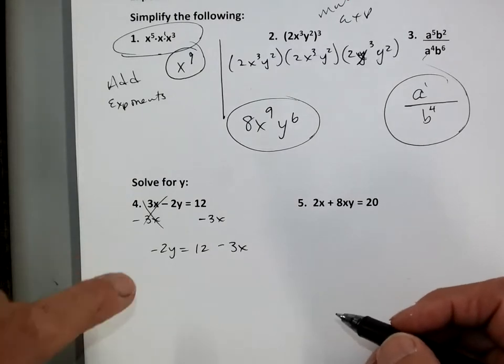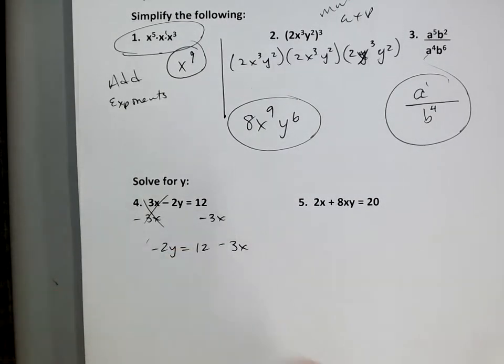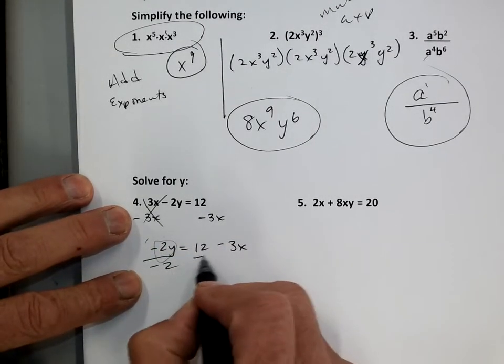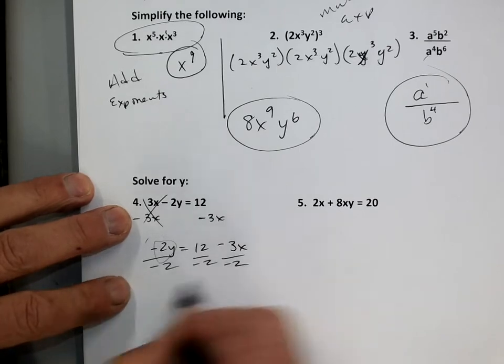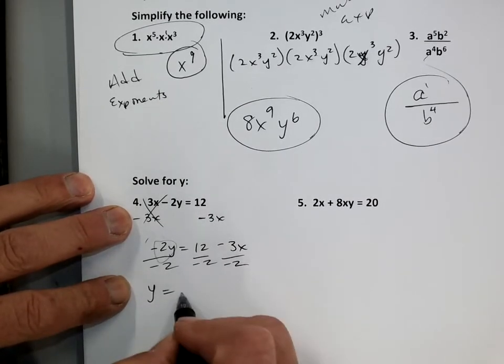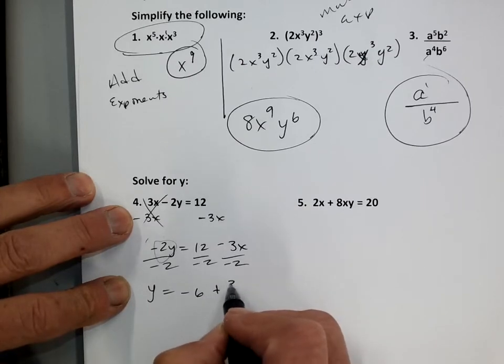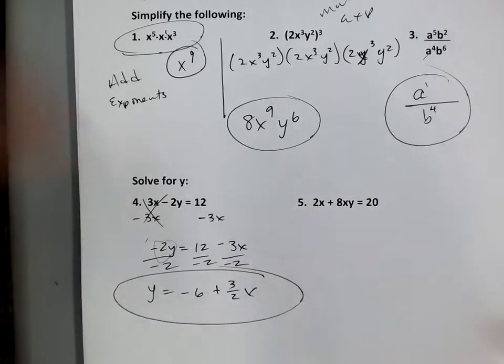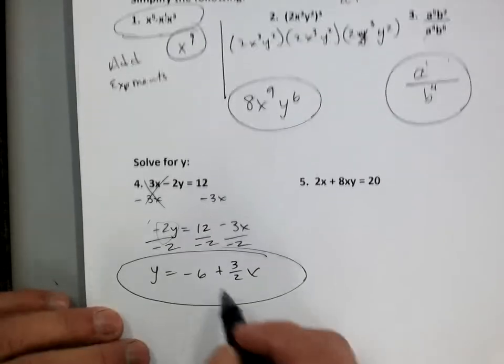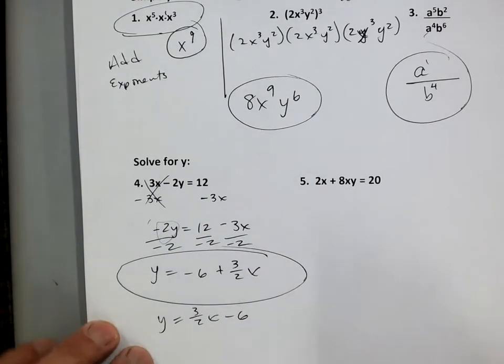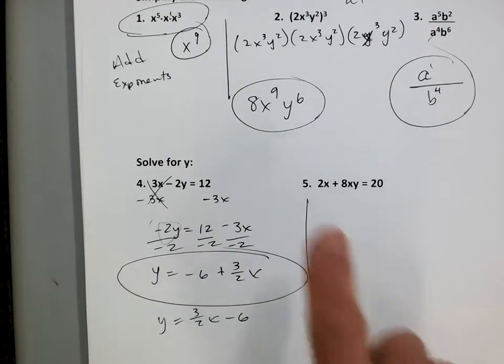Now, I still have to solve for y. So I've got this negative 2y here. I'm going to divide by negative 2. Divide everything by negative 2, everything. And I'm going to have y equals negative 6 plus, negative divided by negative, plus 3 halves x. Okay, y is by itself. There you go. You could rewrite if you wanted to. I don't know, some kids like to rewrite it like this. That's okay too.